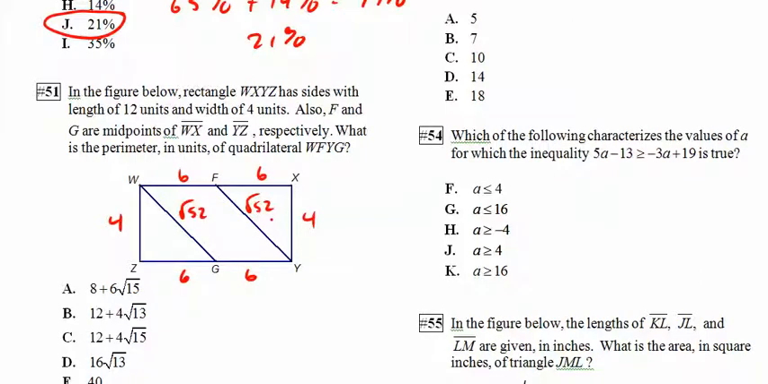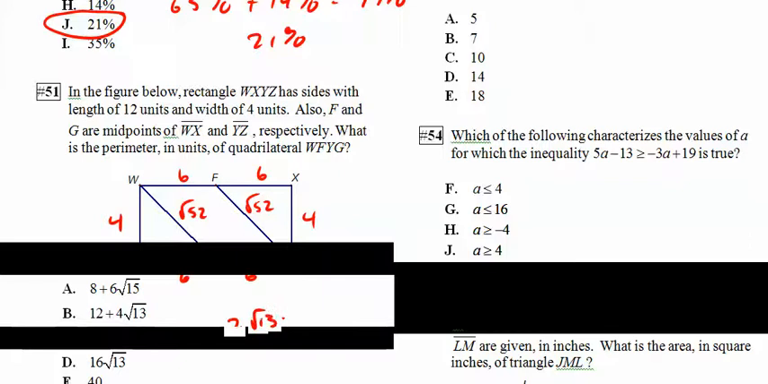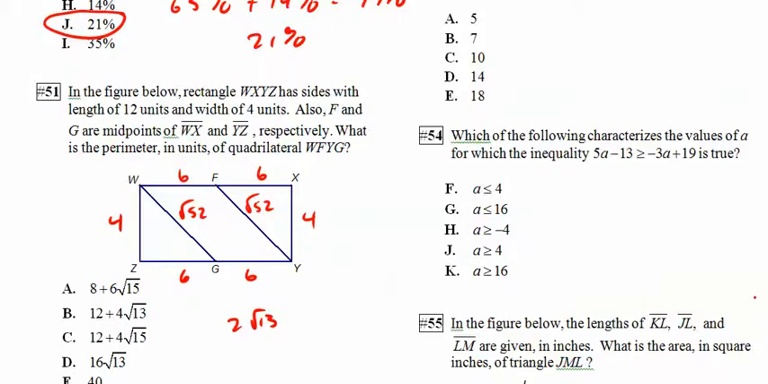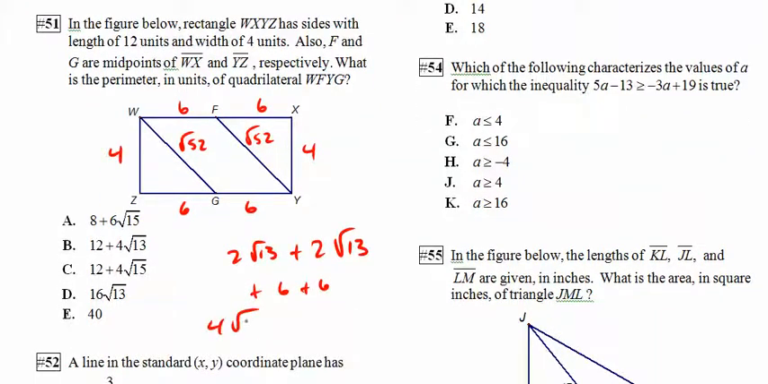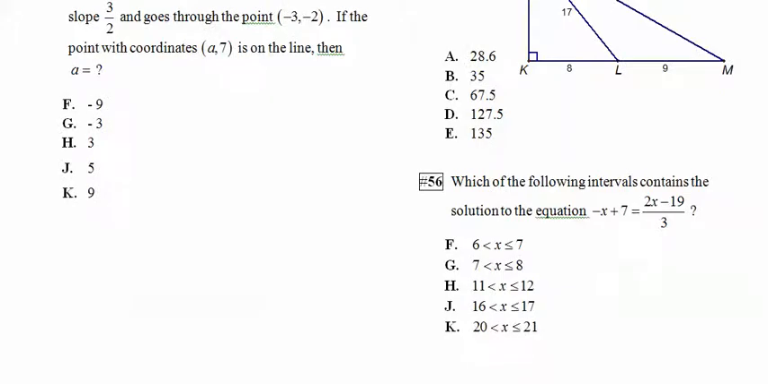What is the perimeter of this thing? Well, root 52 is 2 root 13. Plus 2 root 13, because there's another side. Plus 6 plus 6 gives us 4 root 13 plus 12. Should put the 12 out front. Done. Hard problem. Not impossible, just hard.